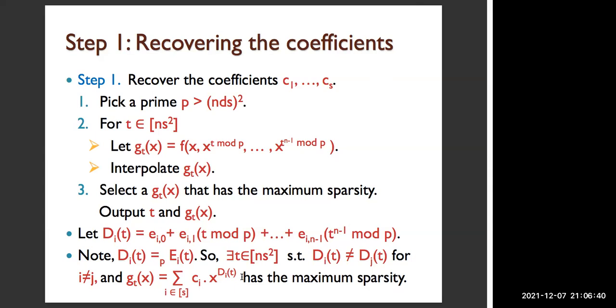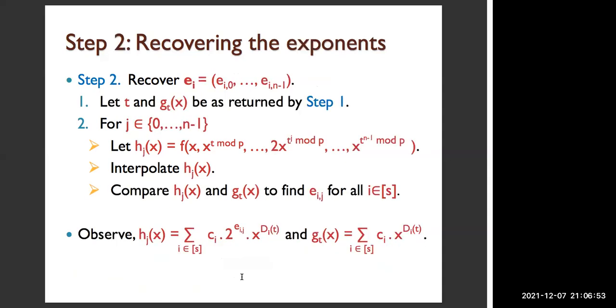So this ends step 1. There will exist a t such that g_t(x) will have maximum sparsity, and if you interpolate, you will get the coefficient vector. Yeah, please stop me if you have questions.